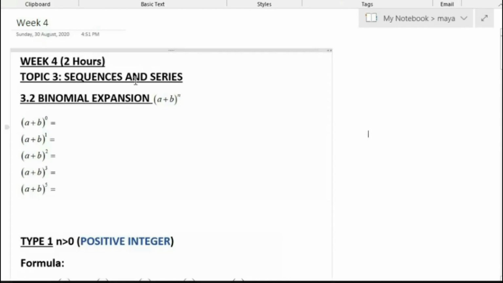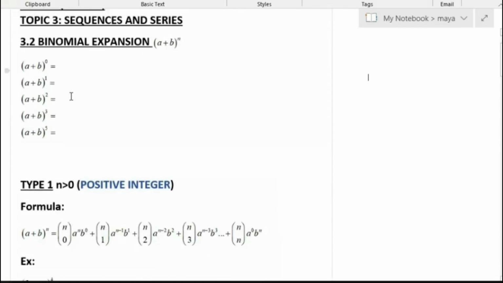For topic 3.2, the second part of chapter 3 is binomial expansion. It's talking about how you expand things. So let's say if you have power of 0, (a + b)^0, when we expand it, power of 0 always gives back 1. If you have power of 1, a + b, nothing to expand. If you have a square, we'll use a squared, 2ab, and b squared.